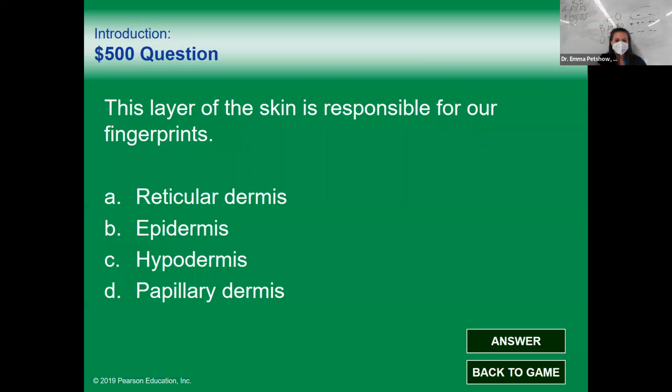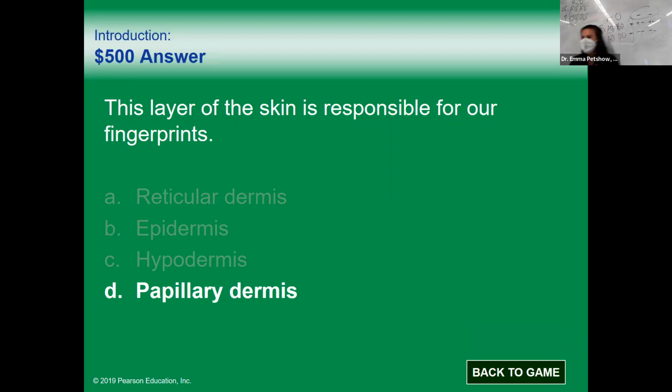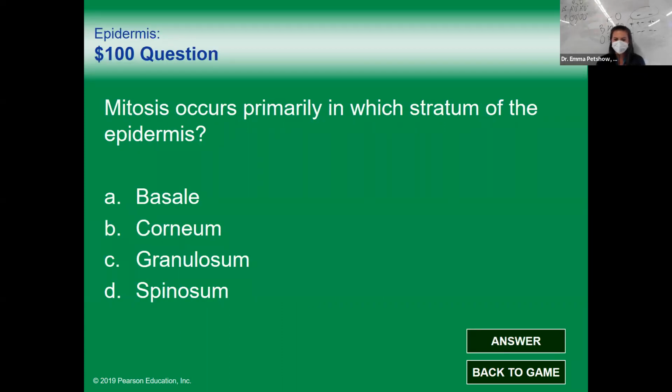The layer of the skin responsible for fingerprints. So the dermis, there's two components of the dermis, right? So we know it's probably dermis. There's either papillary or reticular. So which one's it going to be? Trust your gut. Yes, it's D. Now you know you're a first answerer all the time. Don't change it. Okay, what next?